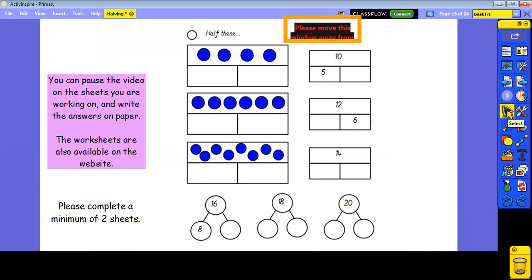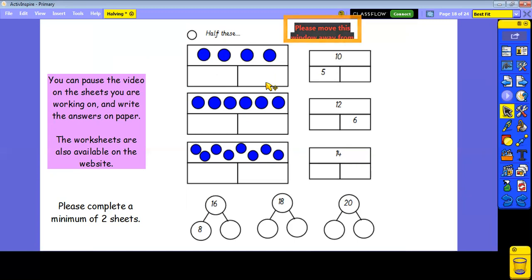So the circle sheet, you can either pause the video here or you can download these sheets off the Byron Wood School website. You've got to find half of these. And remember, halving means splitting it into 2 equal groups. So you can either draw the counters in for what half is, or you can just write the number. So your whole is 4. If you split it into 2 equal groups, how many counters will be in each one? Fill that in either by drawing the counters or by writing the number of counters that you will find in there.